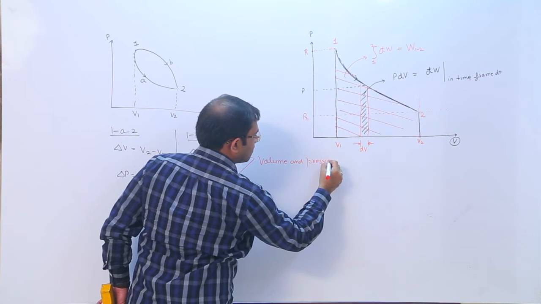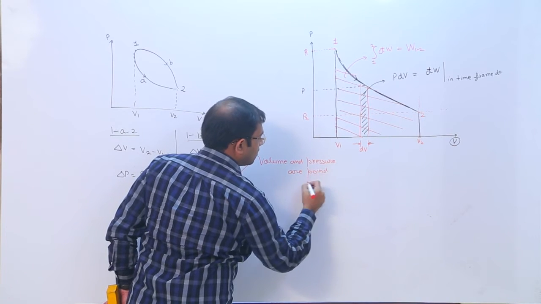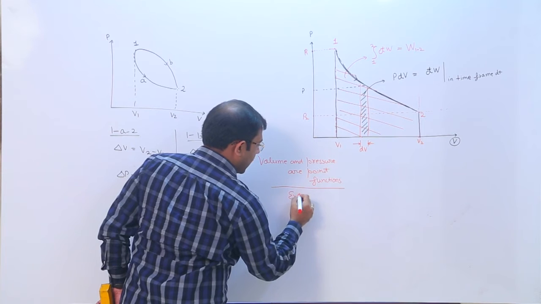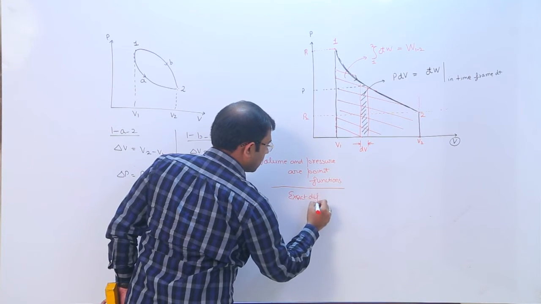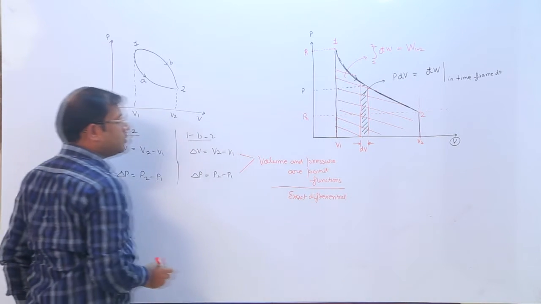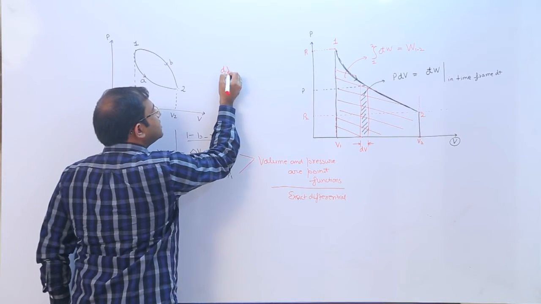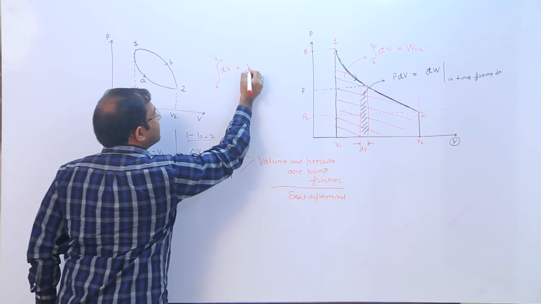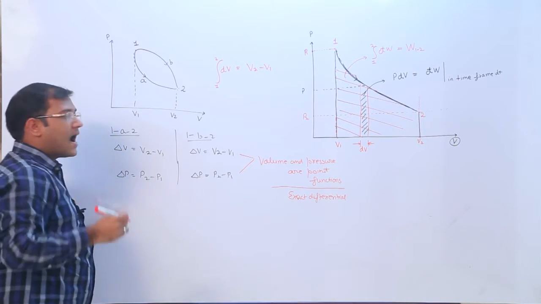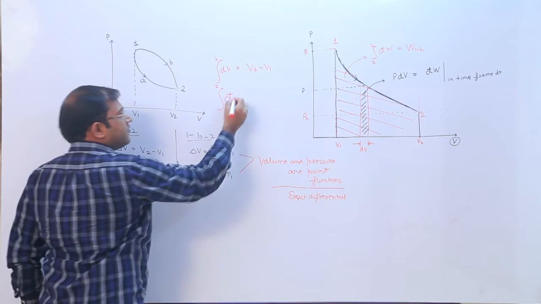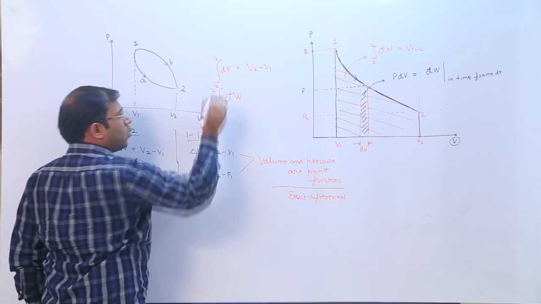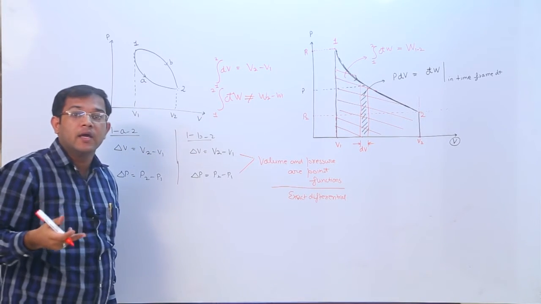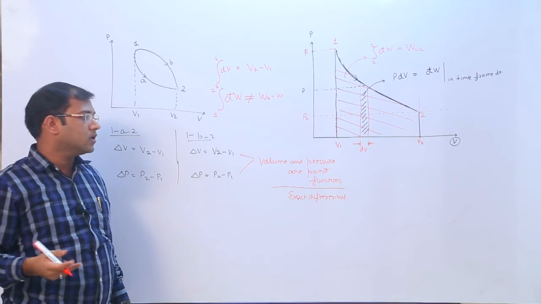That means what I can say is that volume and pressure are point functions, or we can call them exact differentials. Now, what do we mean by exact differential here? Suppose a small change in volume be dV, and I need to find the total change in volume between point 1 and point 2. That will be simply V2 minus V1. However, for an inexact differential in the form of work, I need to integrate between 1 and 2. This cannot be written as W2 minus W1, because work is not dependent upon the point, it is dependent upon the path followed. Is it okay?